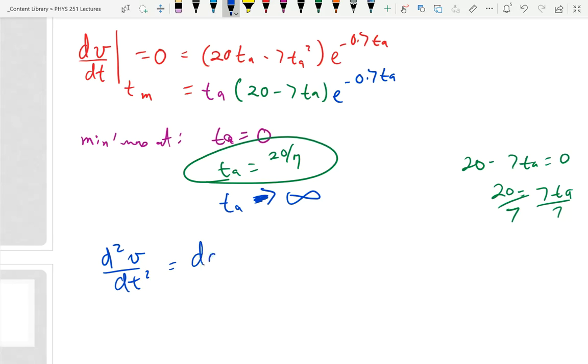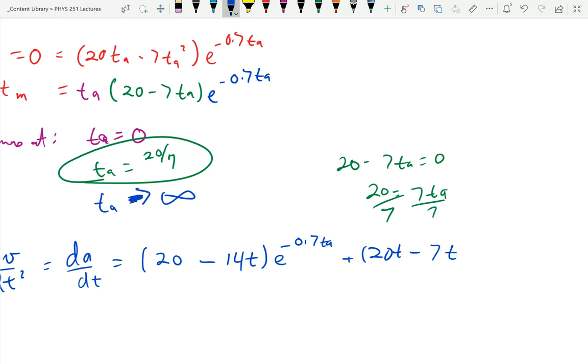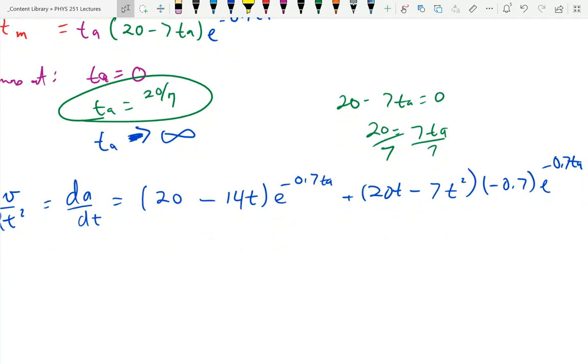So d second v dt squared, or if you prefer, that's da dt. And so taking the derivative of that, I'm going to have, I have to use the product rule again, (20 minus 14t) e to the minus 0.7 ta, plus (20t minus 7t squared) times the derivative of the exponent, negative 0.7, times e to the negative that. Yes, I forgot that. Thank you. Whew. Did I really want to do that? No, I didn't want to, but I had to.